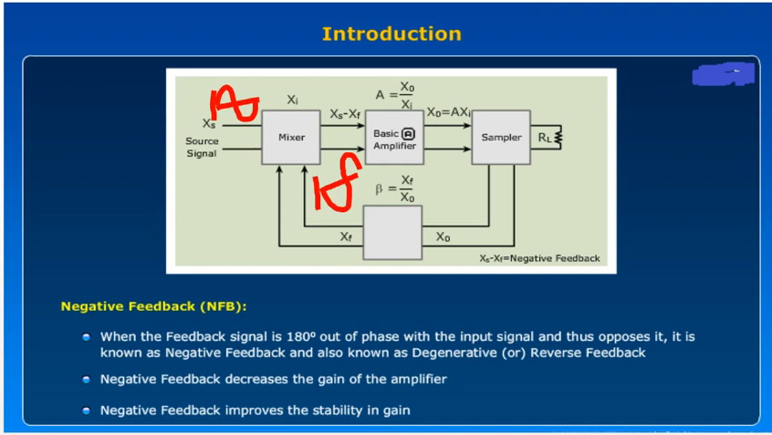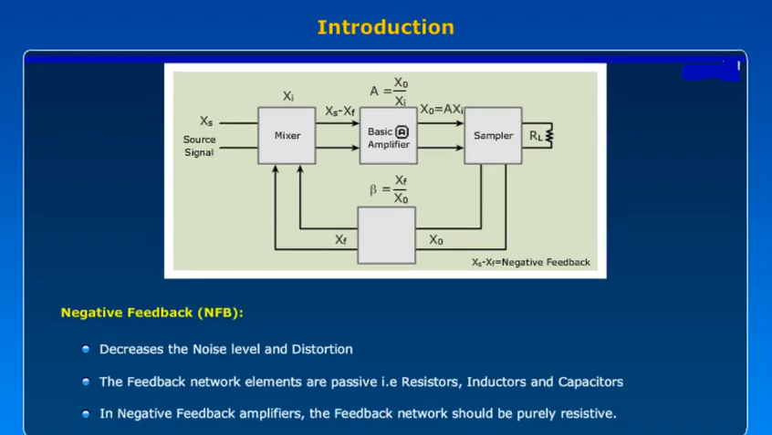The negative feedback decreases the gain of the amplifier. And the negative feedback improves the stability of the gain. So it has the advantage that the stability in the gain increases. We also have other important characteristics of negative feedback. The negative feedback decreases noise and distortion, so the noise level and distortion are decreased.